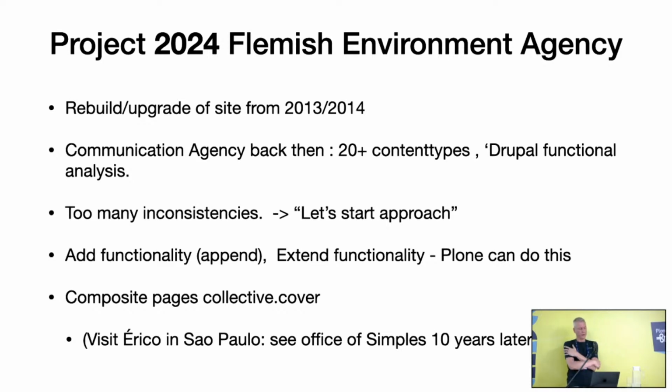Back then, we had also a rebuild and upgrade of the site from Plone 3-ish to Plone 4. We had also an external communication agency, which did all kind of the design and the first communication with the communication department. And they came up with 20+ content types and the kind of Drupal functional analysis. So we started to analyze that, and after a month we had so many inconsistencies in the functional design that we said, okay, let's just do the let's start approach, and you can do this with Plone.